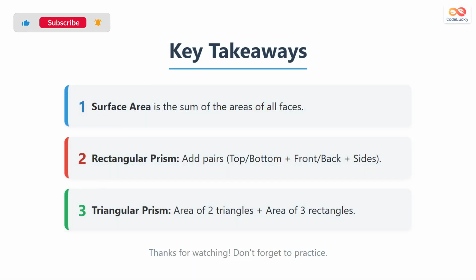To summarize, surface area is simply the sum of the areas of all faces. For a rectangular prism, you add the areas of the 3 pairs of faces. For a triangular prism, you add the area of the 2 triangles and the 3 rectangles. Keep practicing these steps, and you will master geometry in no time.